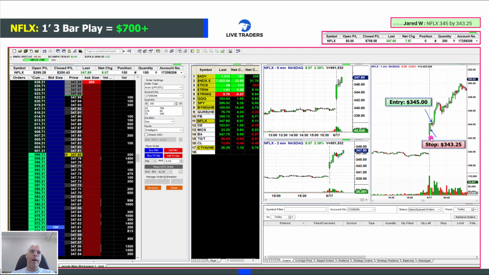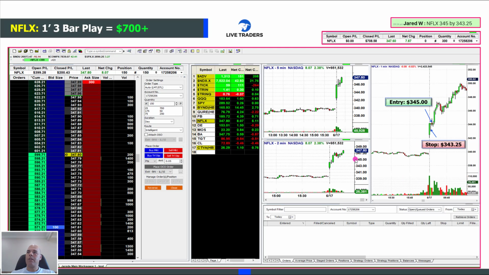So here it is. Wide range bar, narrow range bar, rip. All right, got a little dicey. Wide range bar, narrow range bar, rip. We traded this. You can see it right there. $700 later, $708 later. There it is, Netflix, 345 by 343.25. Why did we give it more room? Well, because there's the wide bar, narrow bar. It got a little dicey, like I said, and then it ripped. Went up to $350. It went $5. Okay, on a $1.75 stop, that's almost 3 to 1.